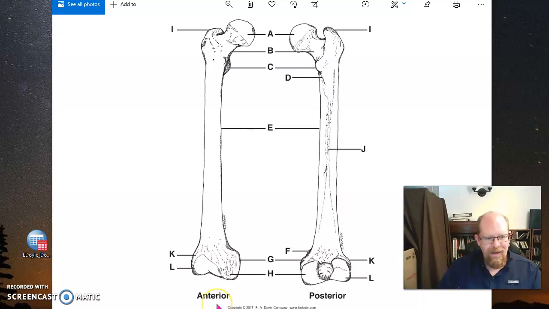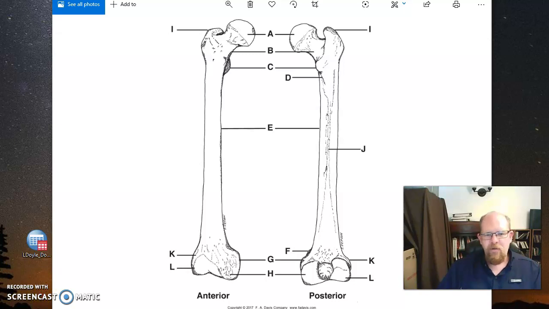If we look at G, G is the medial epicondyle, and H is the medial condyle. So if you remember back to the elbow joint, those condyles were given specific names. In the case of the knee, it is not. It's just called the medial condyle. If we look at K, K represents the lateral epicondyle, and L is the lateral condyle.